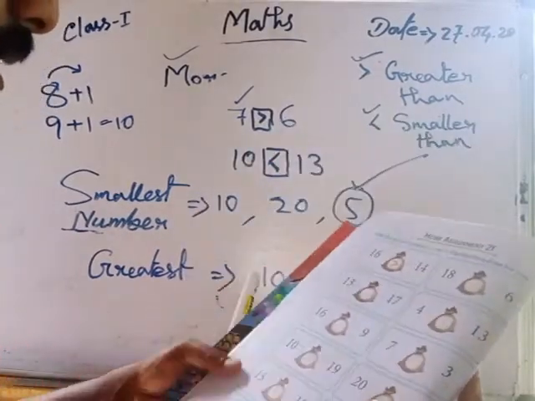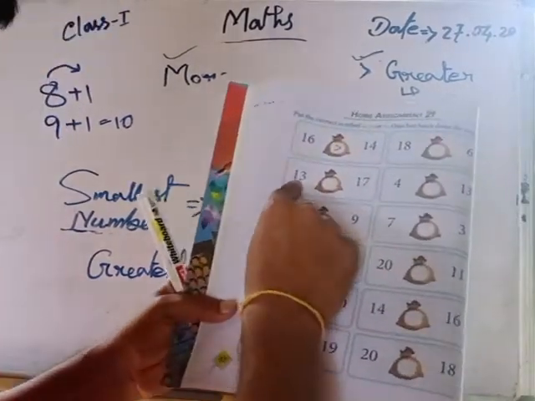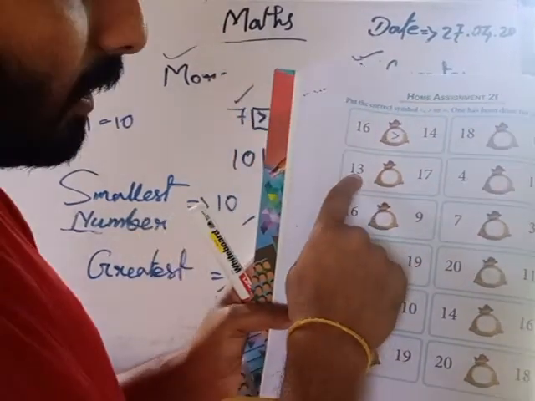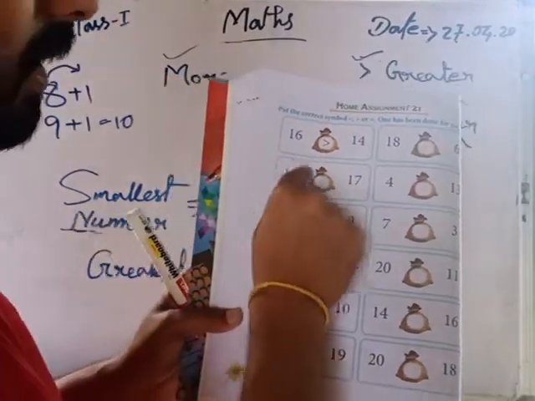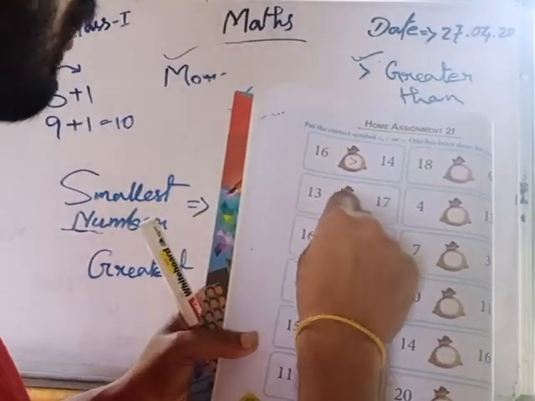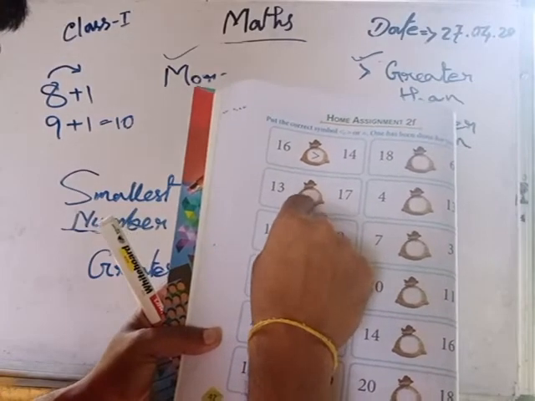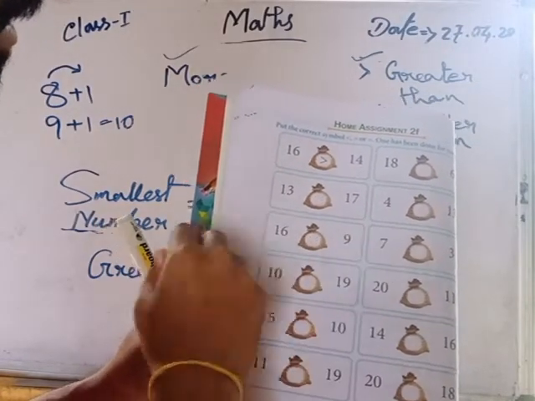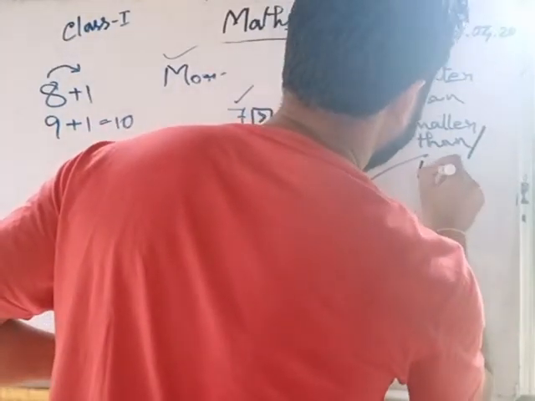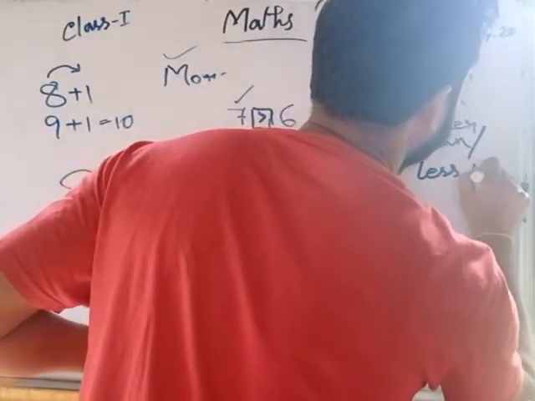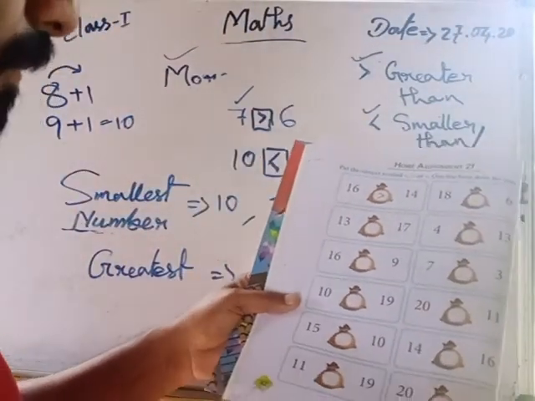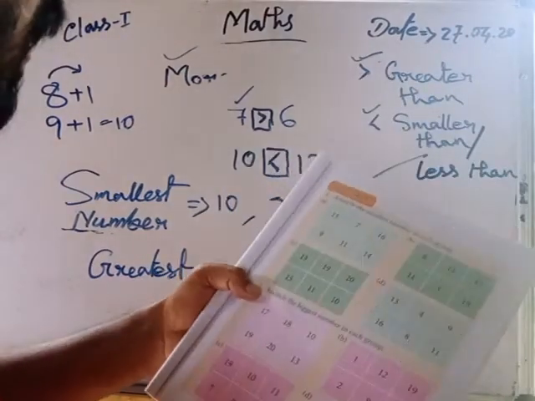If the first number is smaller, here are 13 and 17. Which one is less than? 13 is less than. The first number is the lesser or smaller number. So you should write the smaller than sign or less than sign here. Less than. This one is also called the less than sign. Greater than and less than. Okay. So this is your homework.